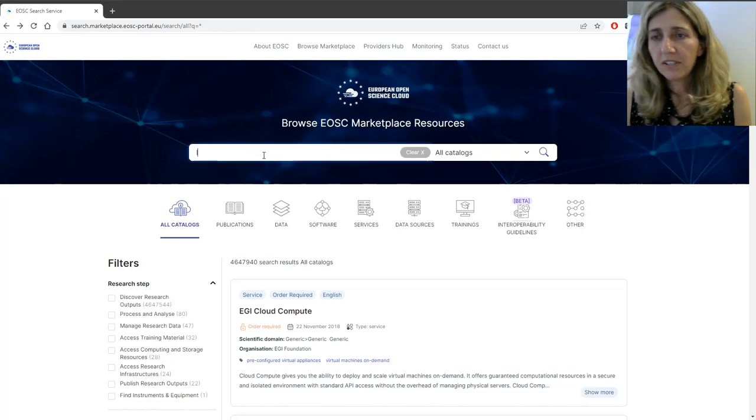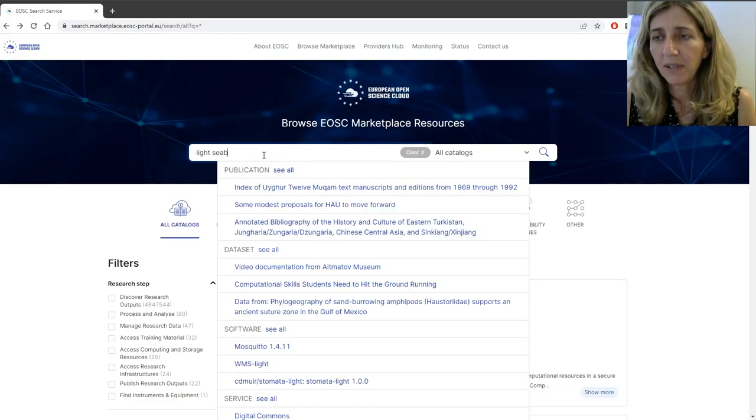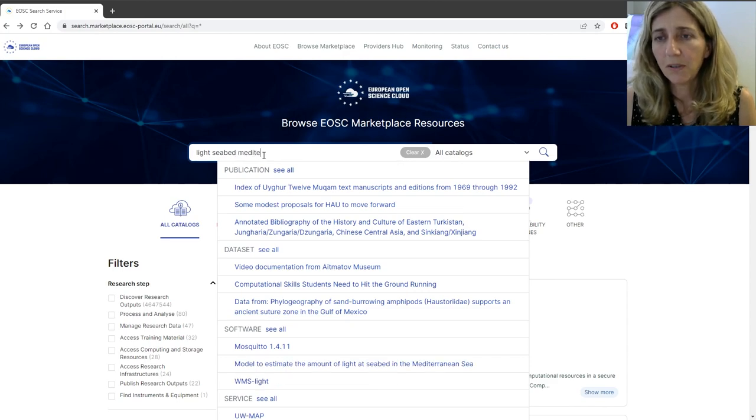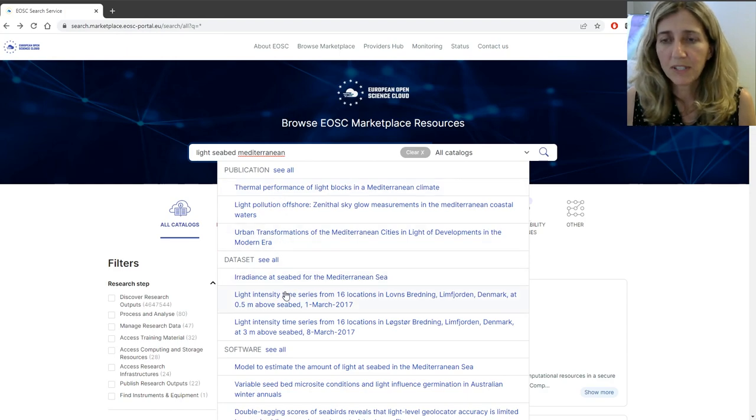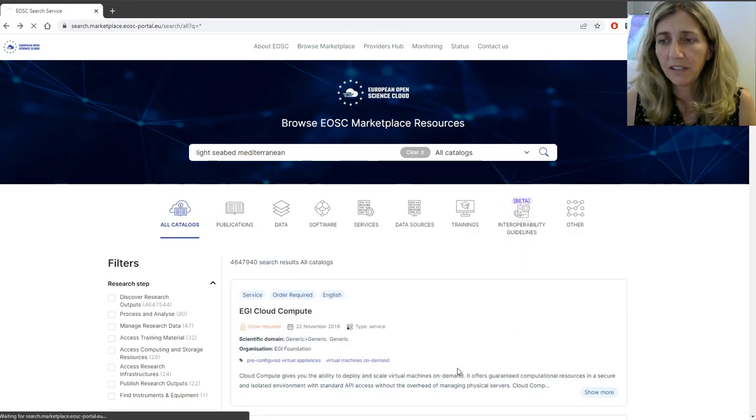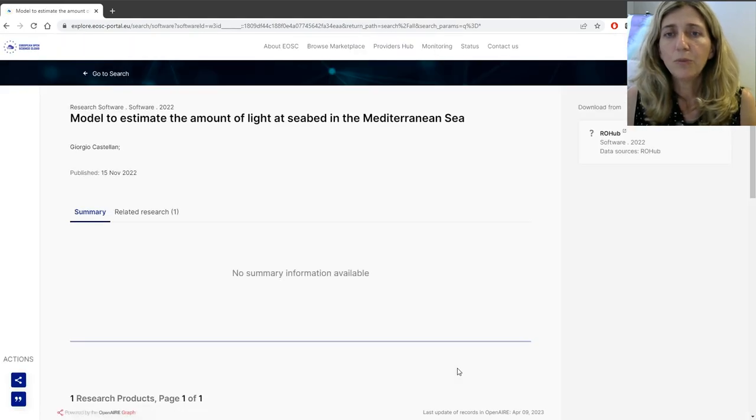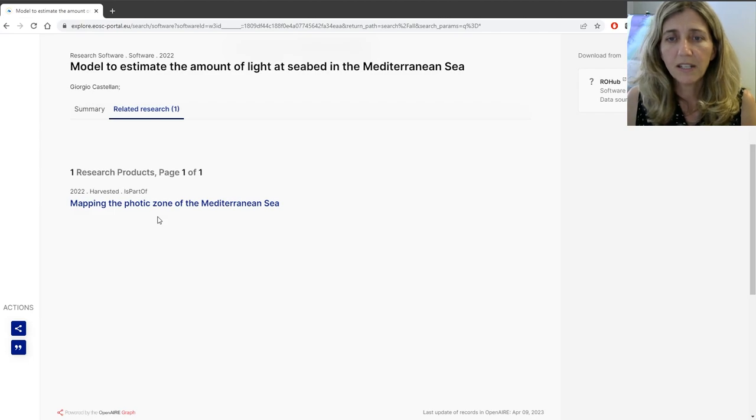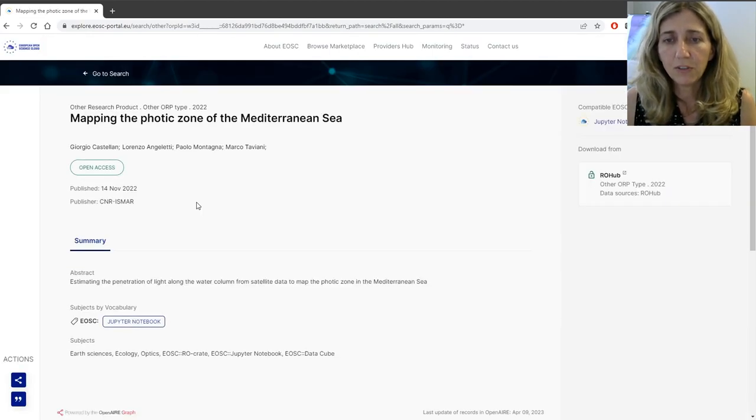Okay, what we do first is to go to the EOSC marketplace resources, looking for some keywords such as light seabed Mediterranean, for something related to the case studies we presented before. Here we find a model, in particular in the software section, and we are redirected to a page where we see exactly what is interesting to us, mapping the photic zone in the Mediterranean.